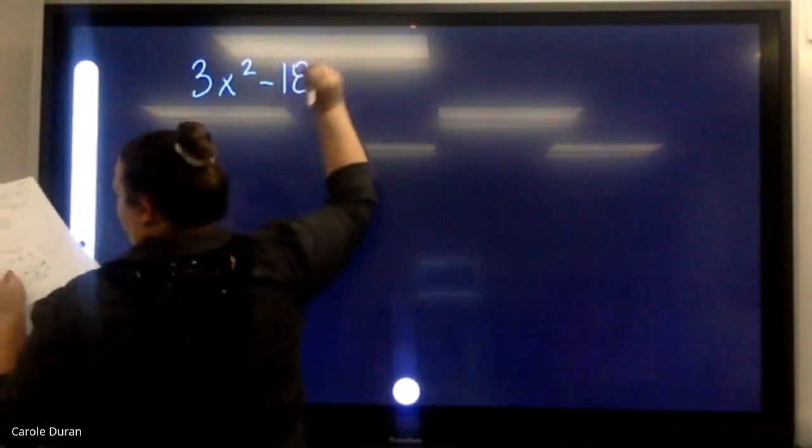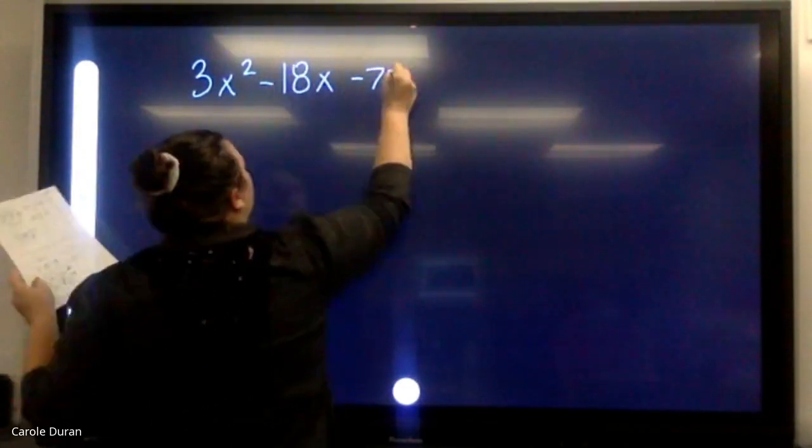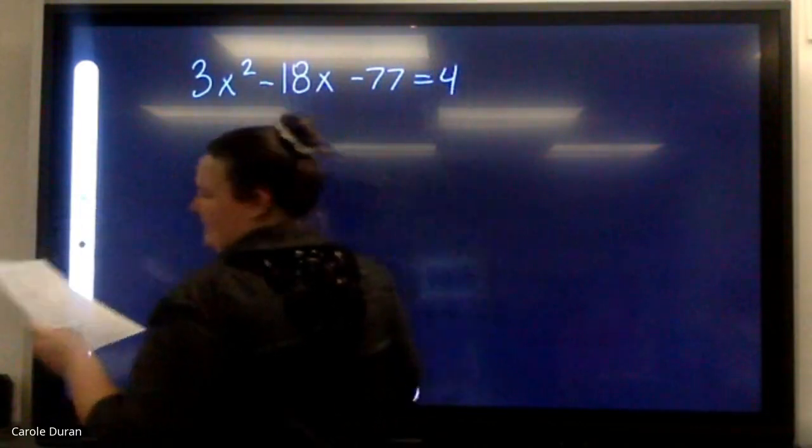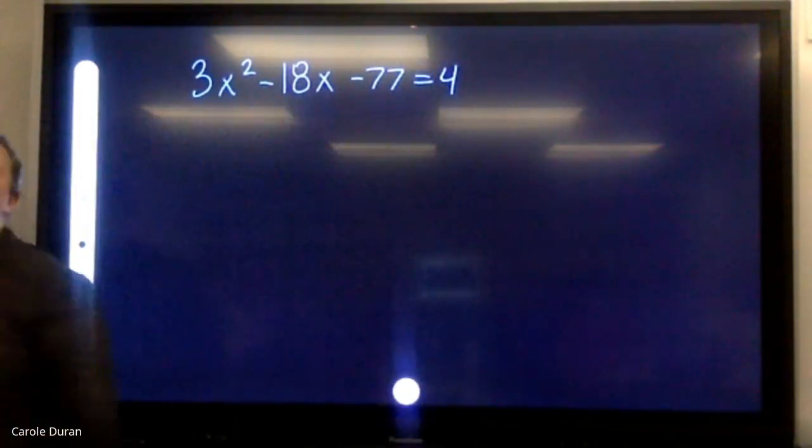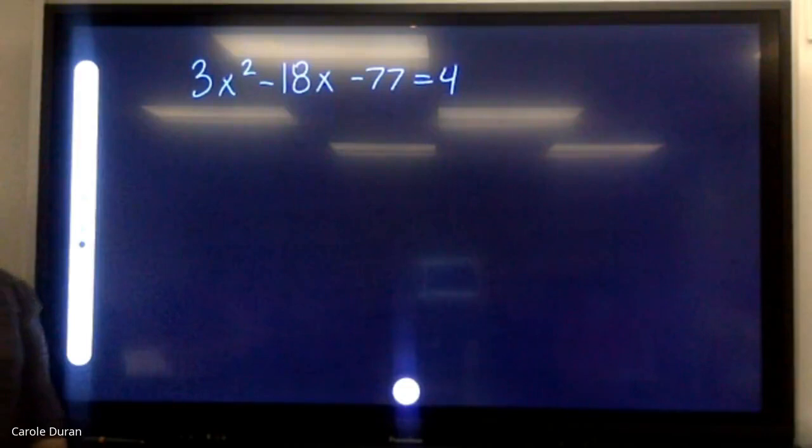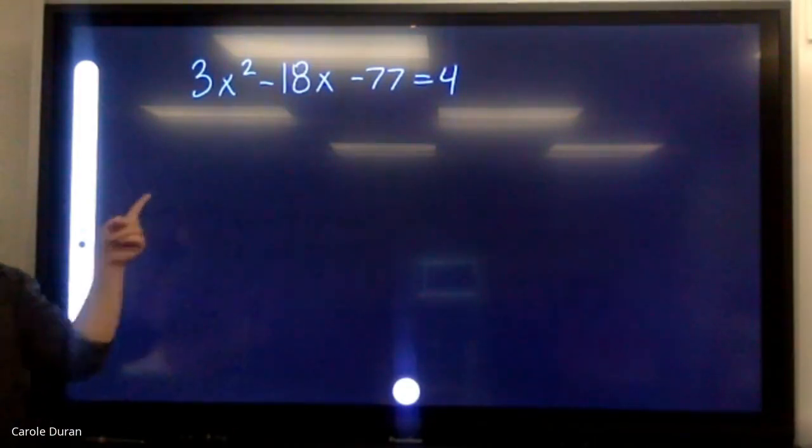I really messed up that first one. Okay, so here is our shot at redemption. I completely forgot that we had a variable in front. I just solved it like a regular one. Okay, try this one on your own.